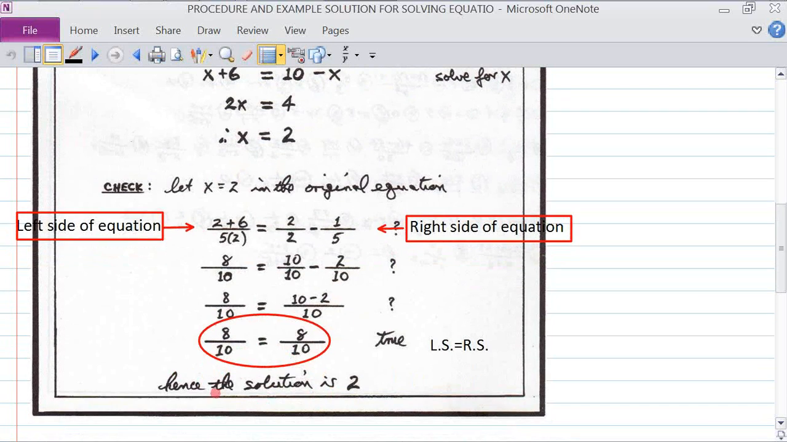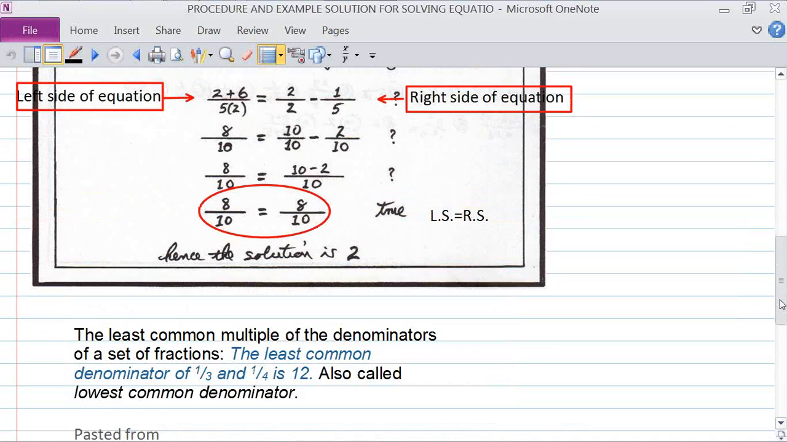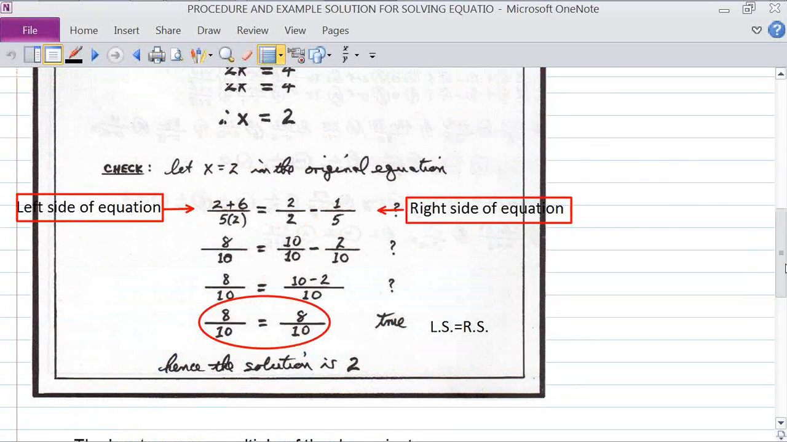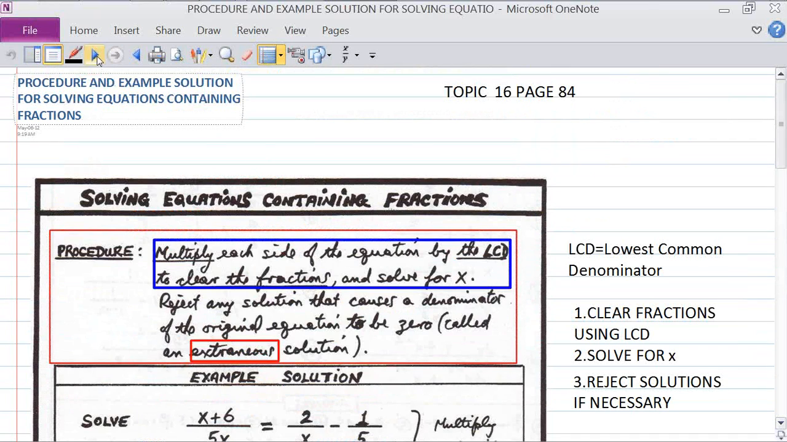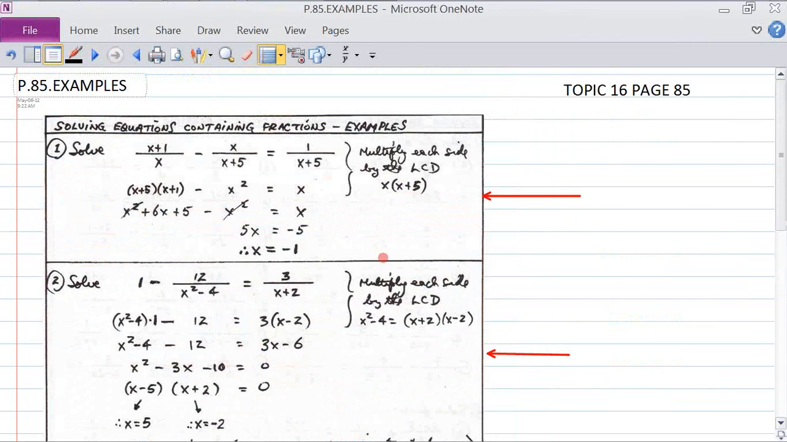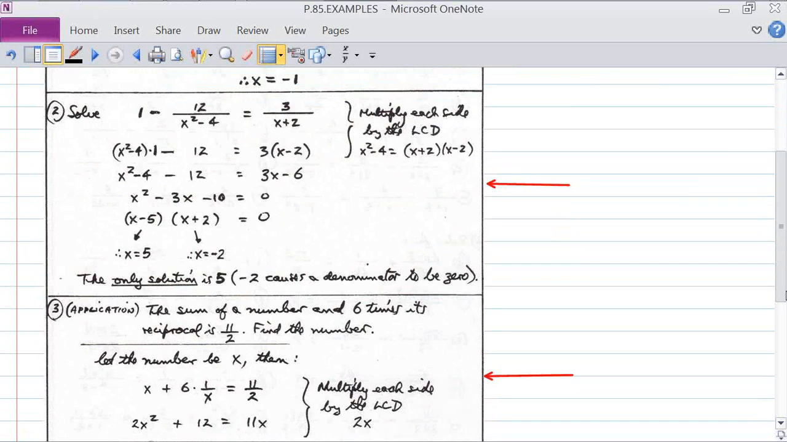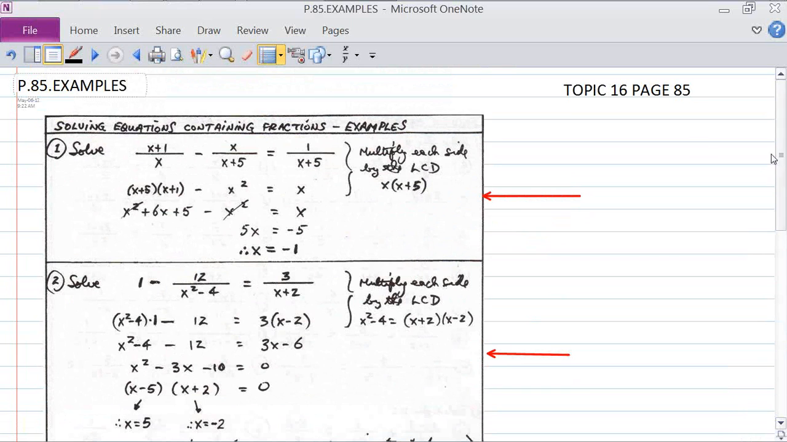And so since the left side equals the right side, the solution is valid. Okay, so that's our basic introduction. Now we're going to look at 3 examples on page 85. So we're going to page 85, and there are 3 examples here, 1, 2, and 3. I'm going to go into each one of those.